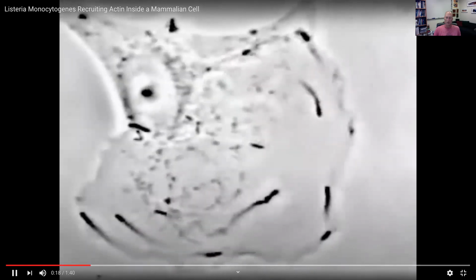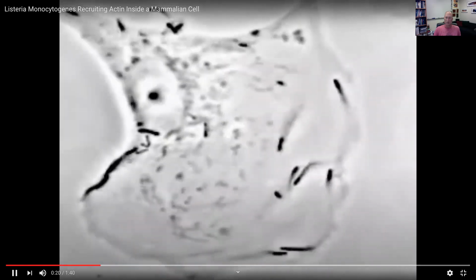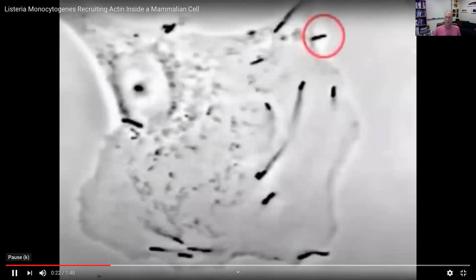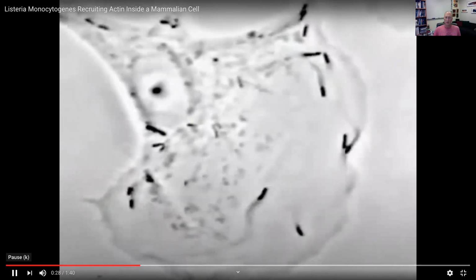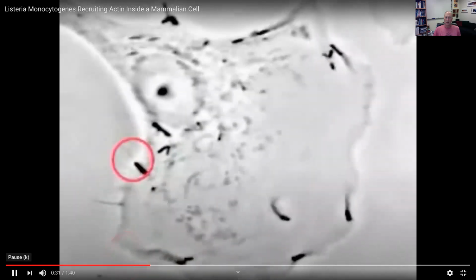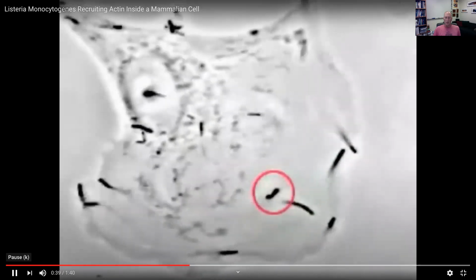Including host cell actin, which polymerizes and pushes them forward, producing a comet's tail in their wake. Whenever a bacterium is pushed into the plasma membrane, it creates a temporary protrusion and is then bounced back to continue its random path. If we look closely, we can see a bacterium divide inside the host cell.